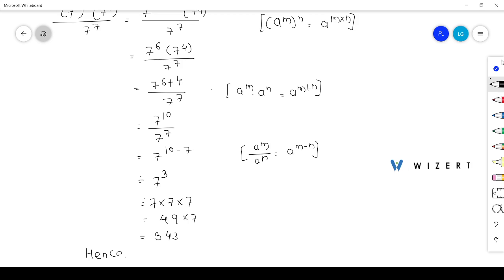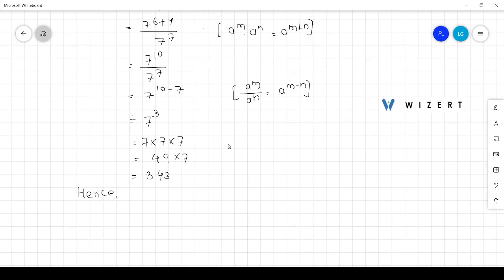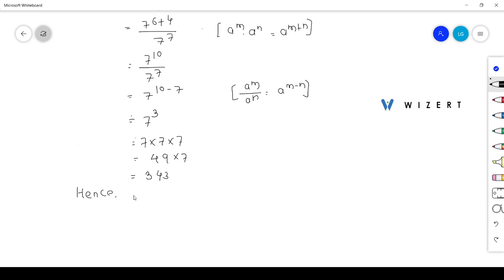Hence this (7 squared) to the power 3 into 7 to the power 4 divided by 7 to the power 7 is 343. From available options, we have option C as 343.